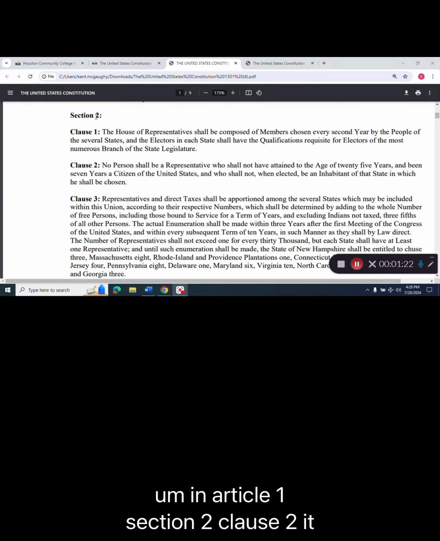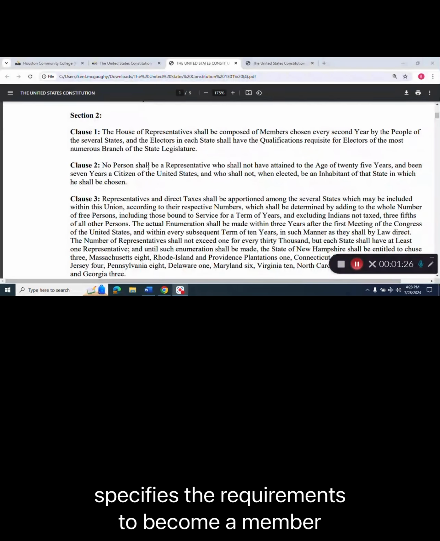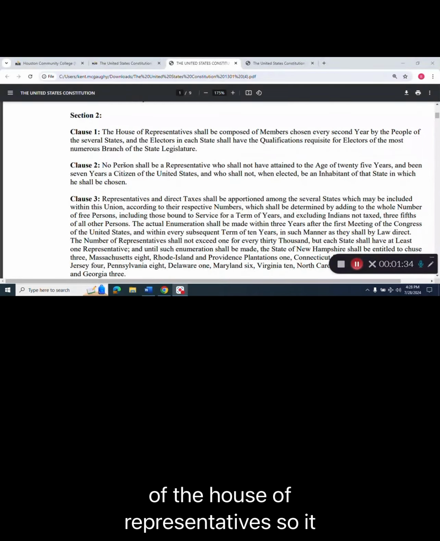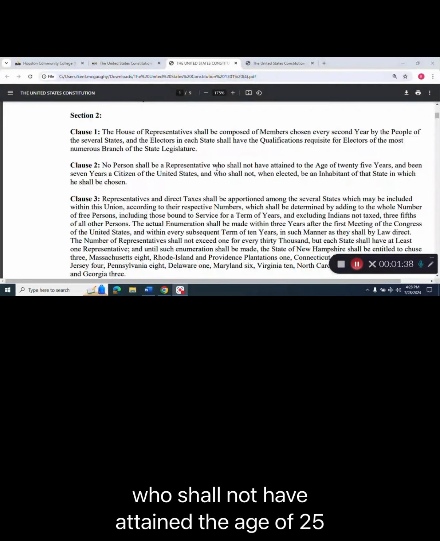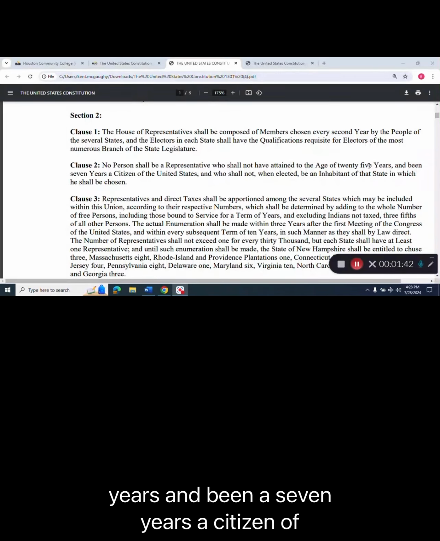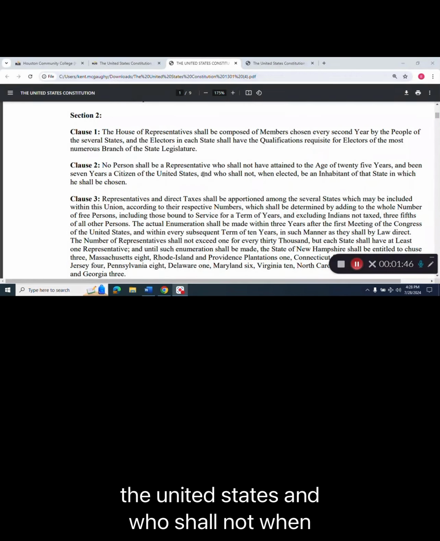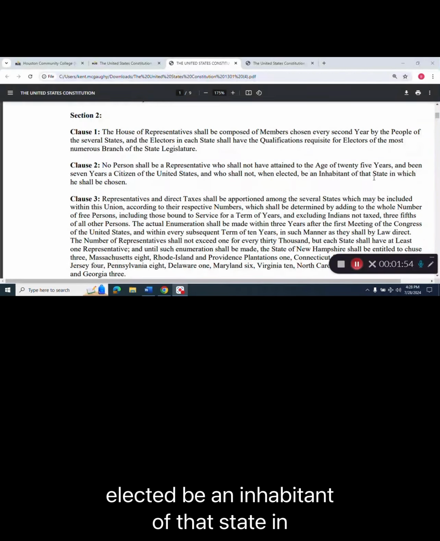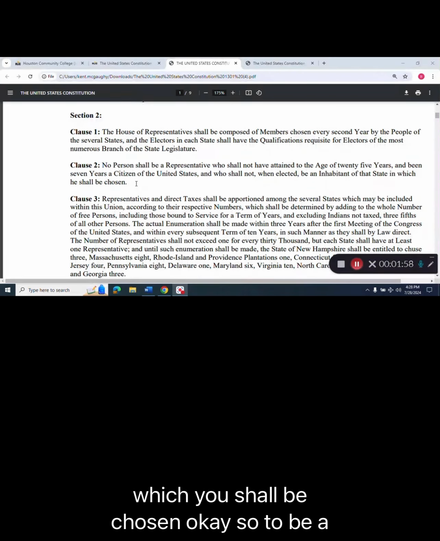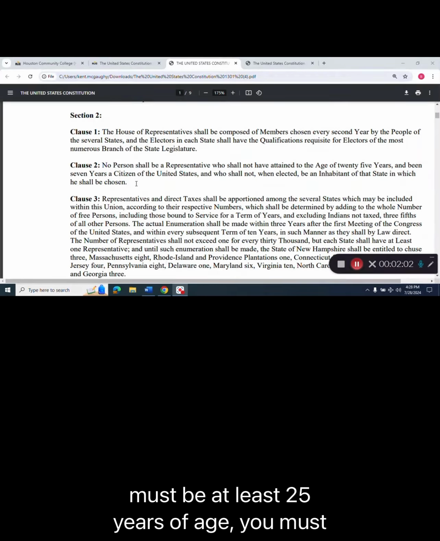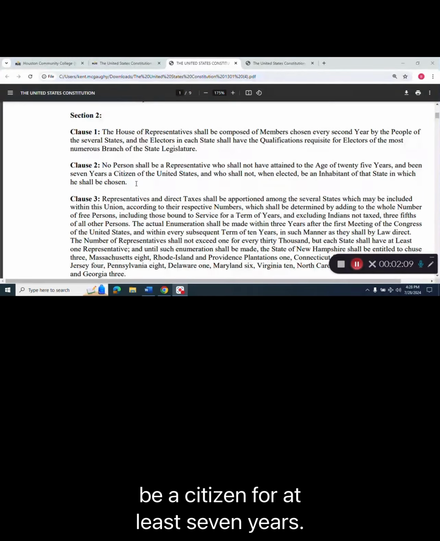In Article 1, Section 2, Clause 2, it specifies the requirements to become a member of the House of Representatives. It says, no person shall be a representative who shall not have attained the age of 25 years and been 7 years a citizen of the United States, and who shall not, when elected, be an inhabitant of that state in which he shall be chosen. So to be a member of the House of Representatives, you must be at least 25 years of age. You must be a citizen for at least 7 years.